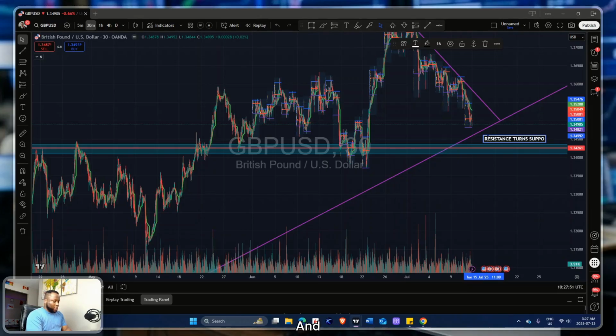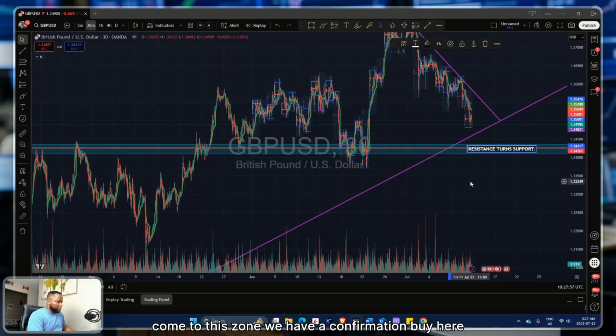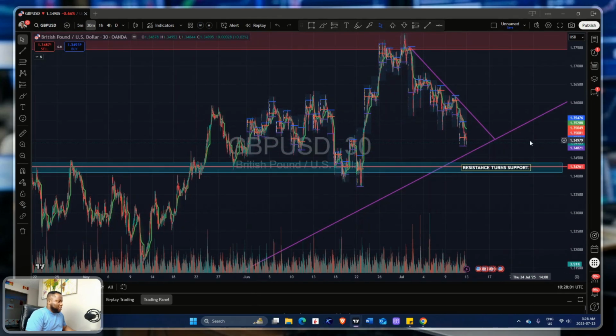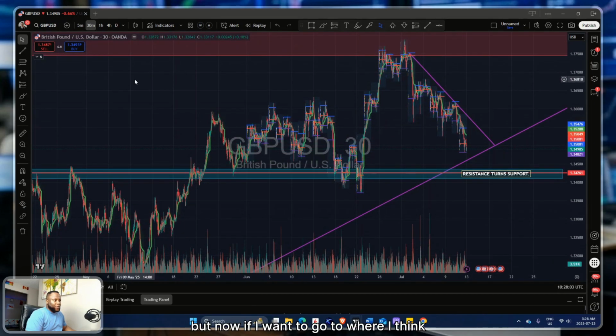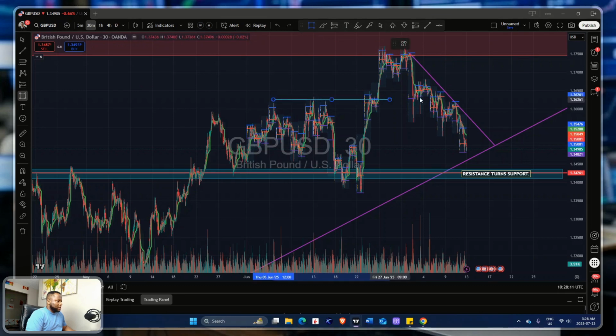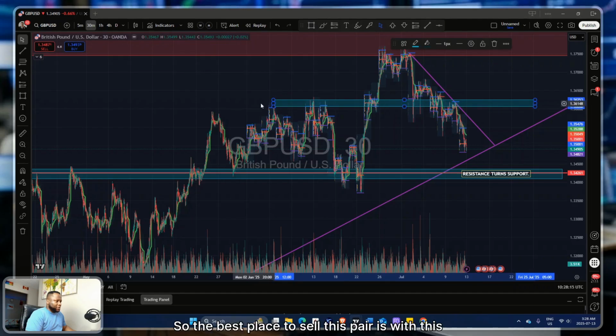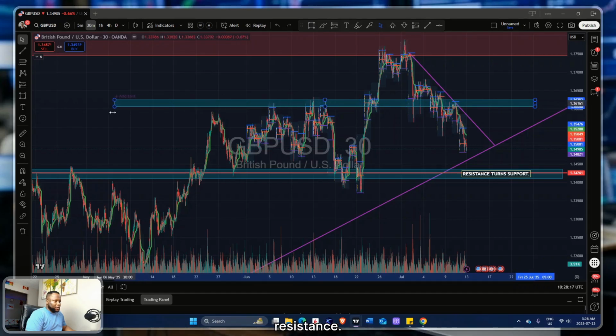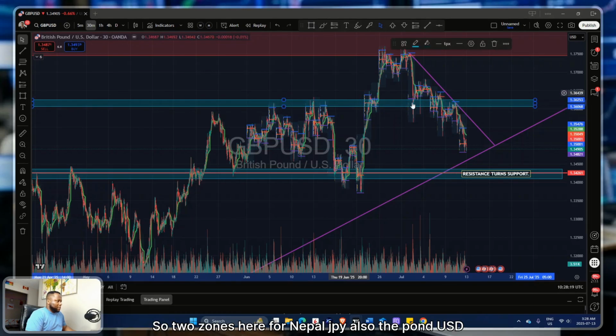Okay. And if price is to come to this zone, we have a confirmation buy here, maybe for 30 to 40 pips. But now, if I want to go to the areas where I want to sell this pair, I will not be shorting without price coming back to this resistance here. The best place to sell this pair is at this resistance. So two zones here for the pound JPY.